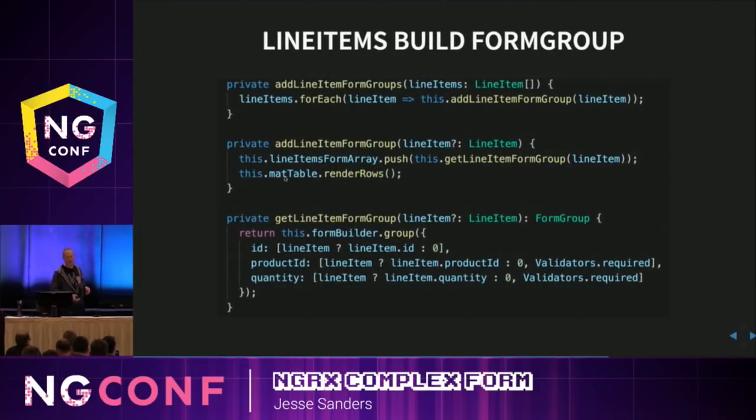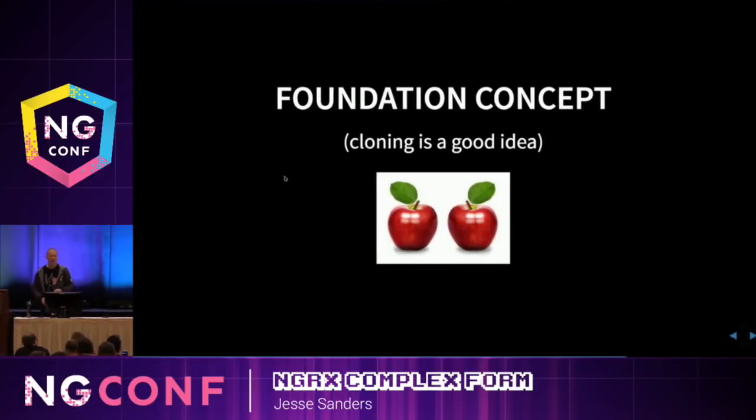It gets a little bit more complicated on the line items build form group. Here, what we're doing is looping over the line items and adding a line item group. The bottom function is the one creating each of the form groups, and those get pushed onto the line items form array. We've got our product ID, which is required, and our quantity, which is required. And so we can build that.